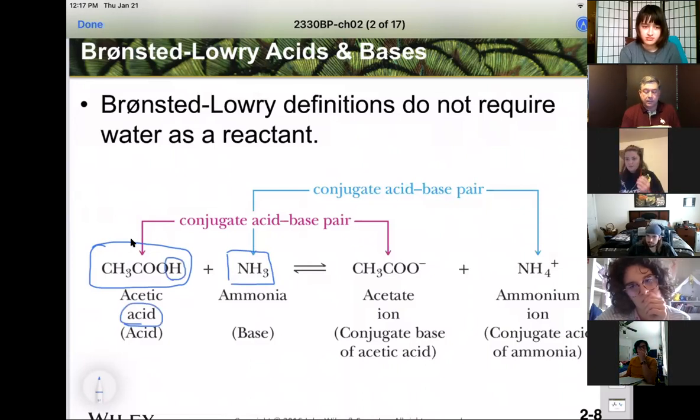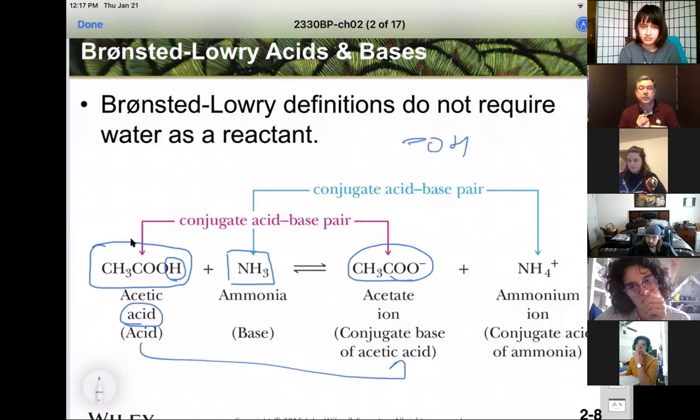When it does, it now has a negative charge. What else had a negative charge? Hydroxide had a negative charge, and it was called a base. So if you lose a proton, you become a conjugate base because of that negative charge. So our acid has become our conjugate base.